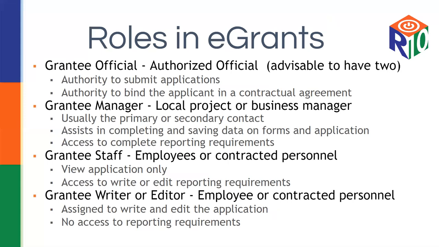You'll also have a grantee manager, which is your local project or business manager. This is usually your primary or secondary contact, and they will assist in completing your reporting requirements and saving your data. There's also a role as a grantee staff, which is employees or contracted personnel, and they just have the option to view the application. They may have access to write or edit, but they're not able to submit anything on your behalf. There's also the option to have a grantee writer or editor. They can get in and edit things, save things, but they cannot certify and submit on your behalf, and they don't have access to your reporting requirements. These are the options you have as your roles in eGrants.